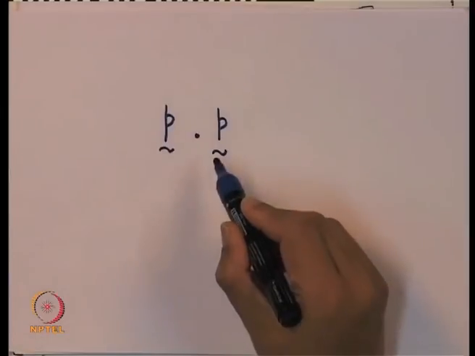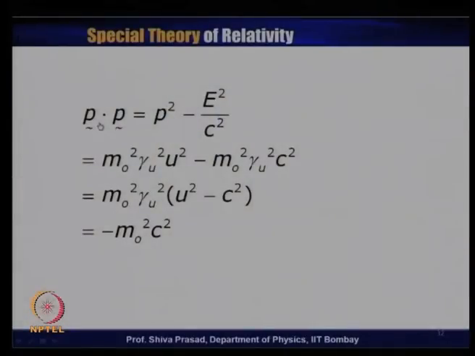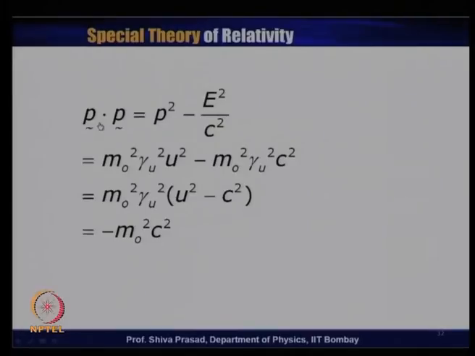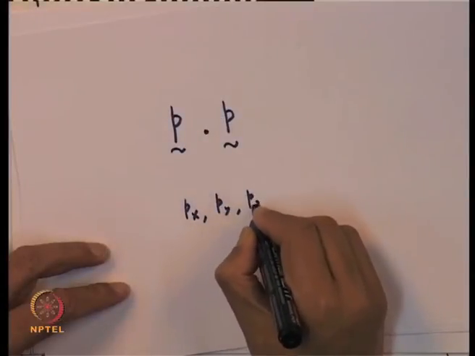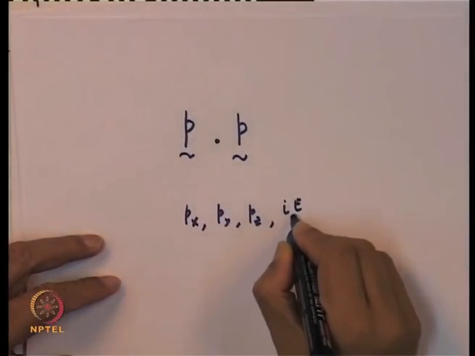This will give me the square of the length of the energy momentum 4 vector. So let us evaluate this P dot P, which I am doing in the next transparency. So this was my P dot P. Remember, the first 3 components of P are Px, Py, Pz, and the fourth component was iE by c.